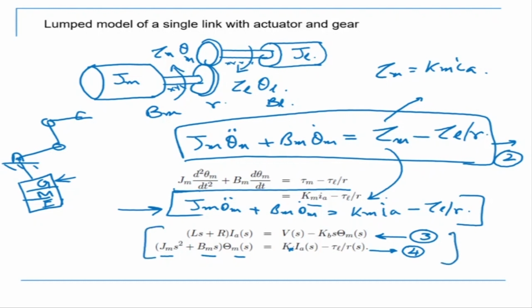Okay, so we see that we have two equations now, and these two equations are giving us what? These two equations are giving us two inputs actually. Okay, this is giving us a two input system. What are the inputs? One is the Vs, the voltage in that is coming. The other is the tau L, which is the disturbance. Okay, so this is a two input system which is coming now.